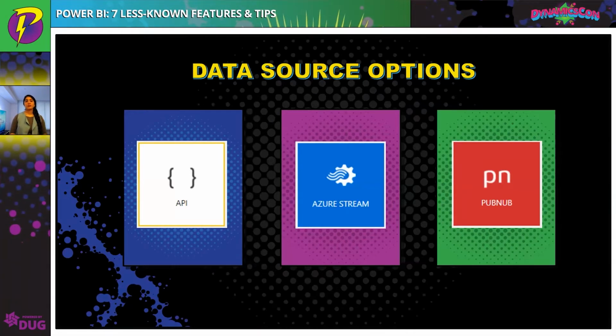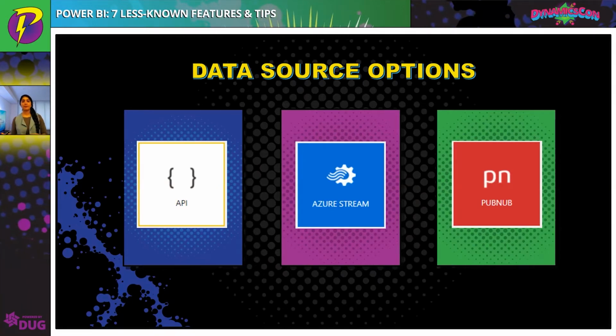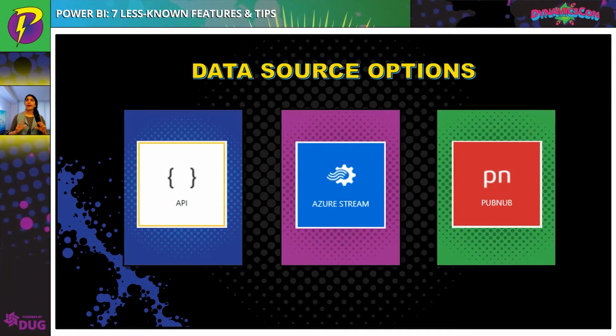We have three data sources that we can pick from when we want to create our real-time dashboard. API is the one I'll focus on today, but there's also Azure Stream and PubNub. Depending on which service you use, whether it's Azure Stream or PubNub, that's the one that you can go with. But starting off with API, I find this one is the most flexible and the easiest for anyone to start using, because chances are you already have tools that you can build using this one.